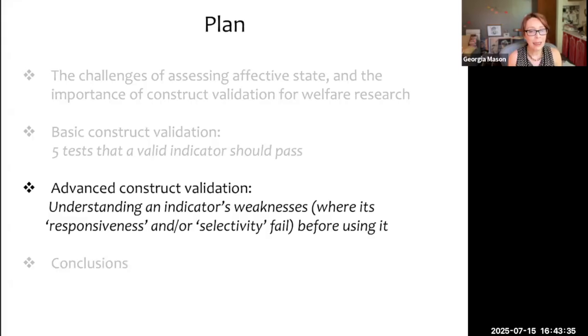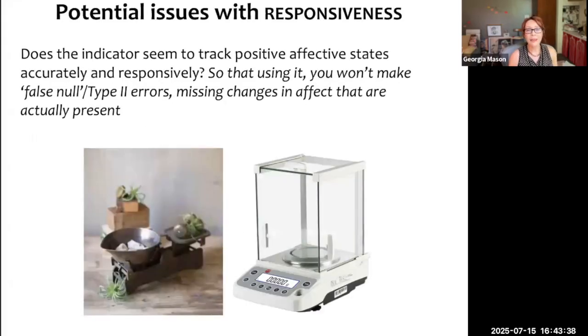So every single indicator is going to have at least some issues with responsiveness, where it fails to track changes in affect that really are there. So we need to think about this whenever we have an indicator. Where is it going to fail to have the responsiveness we might need? Where is it going to act like this rickety old scale instead of a finely calibrated, super expensive laboratory balance? And if we understand this, where an indicator is not going to respond, we won't make false null or type 1 errors. And if we don't understand it, we're going to make these kind of errors. We're going to miss changes in affect that are actually present.